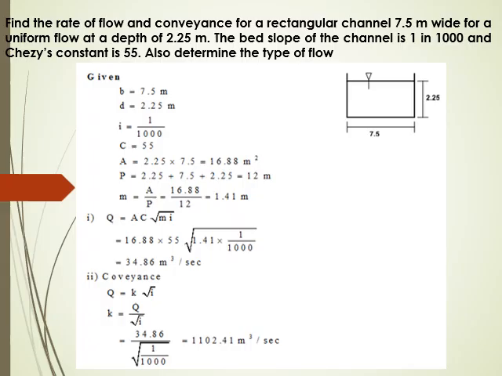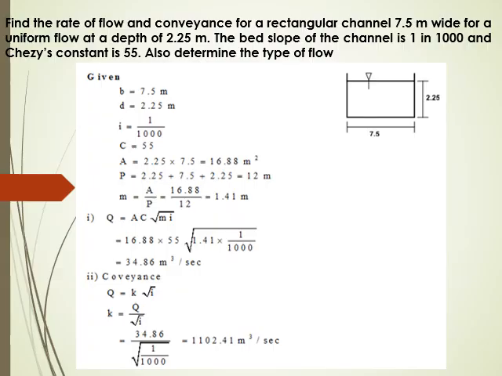Accordingly, we have a problem. Find the rate of flow and conveyance for a rectangular channel 7.5 meter wide for a uniform flow and a depth of 2.25 meter. The bed slope of the channel is 1 in 1000 and Chezy's constant is given as 55. Also determine the type of flow.